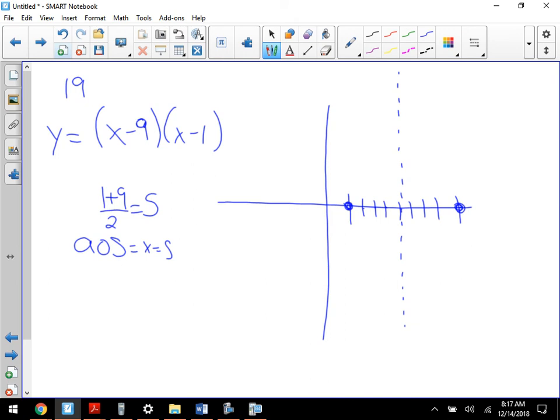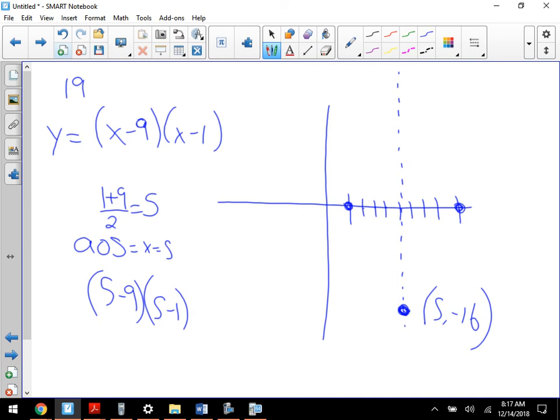So what do I substitute in for x now to find my y value? 5, exactly. So you go to your calculator, you put in parentheses 5 minus 9, close parentheses, open another one, 5 minus 1. Negative 16, I believe. Your vertex then is at 5 comma negative 16. Your vertex always lies upon the axis of symmetry.